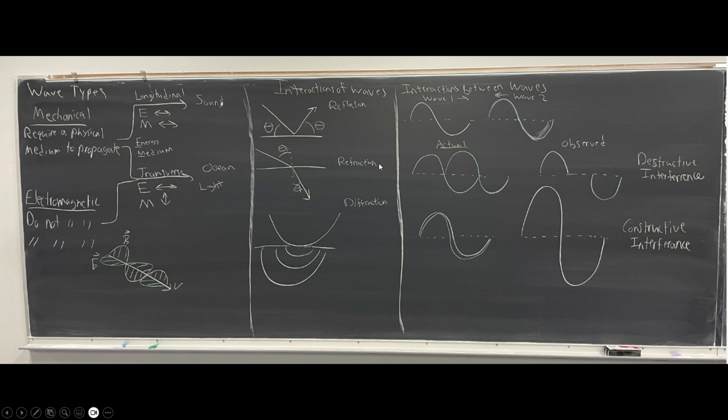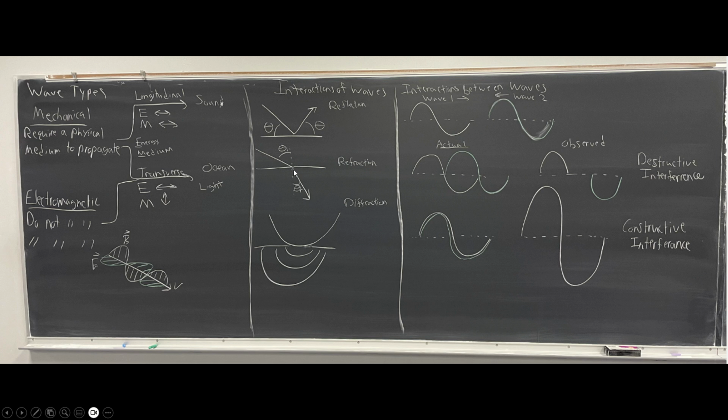Now, there's also refraction. That's when a ray of light is traveling through one type of medium and then it refracts into another type of medium. For example, a ray of light traveling through air and then hitting the boundary between air and water and changing its direction angle slightly as it's now traveling through water.